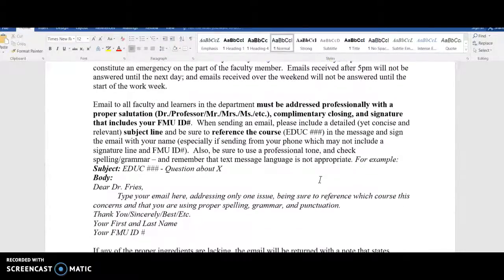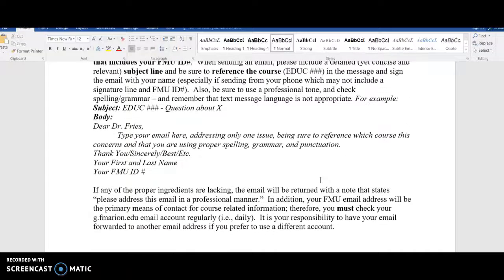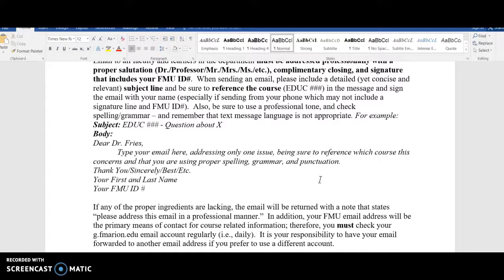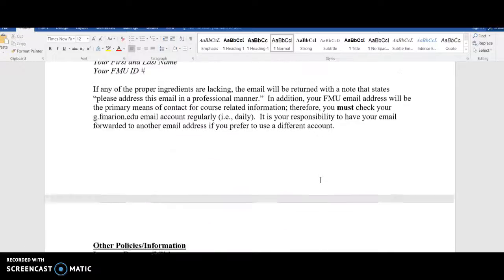Here are some email guidelines. It is one of my pet peeves, honestly, to have unprofessional emails sent to me. So just be mindful of that. Think about how you're going to interact with parents down the road, other teachers, principals, other professionals. Just start getting in that habit now.